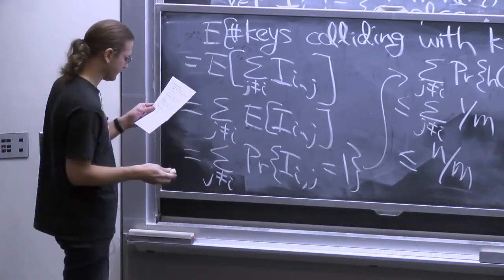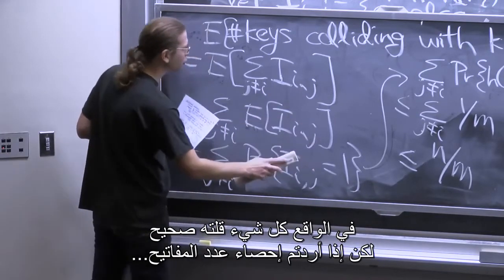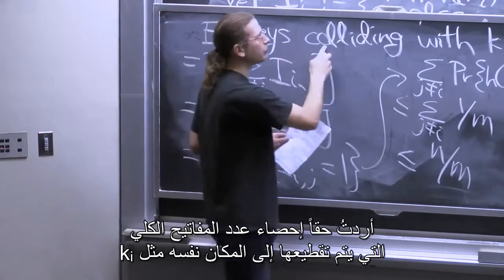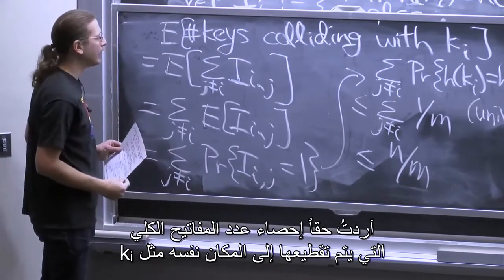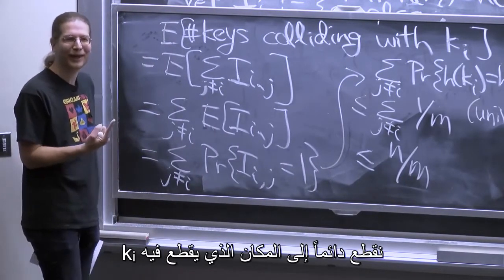Yeah, sorry. This should have been this. Actually, everything I said is true. But if you want to count the number of keys, I really wanted to count the total number of keys that hash the same place as ki. So there's one more, which is ki itself. Always hashes to wherever ki hashes.